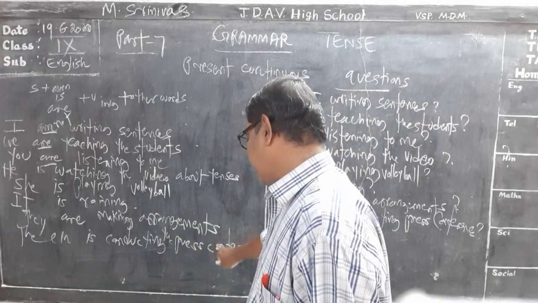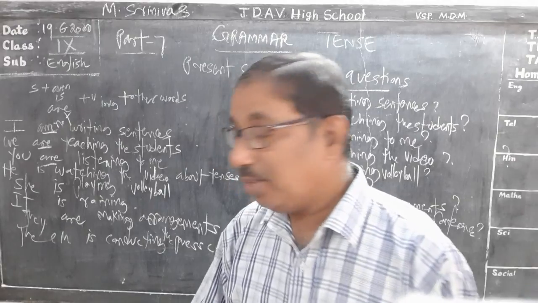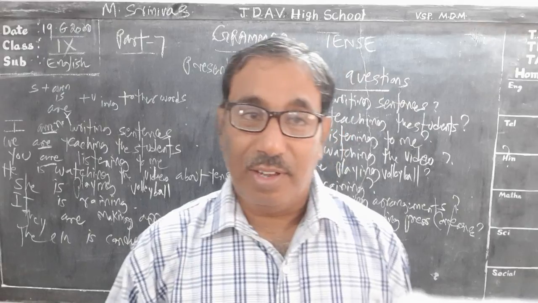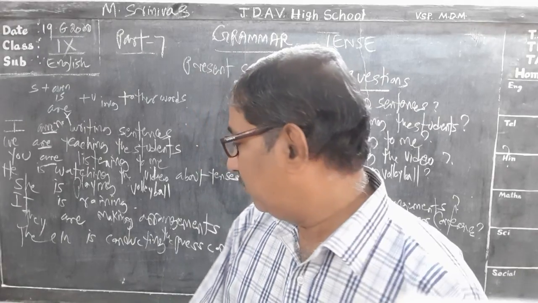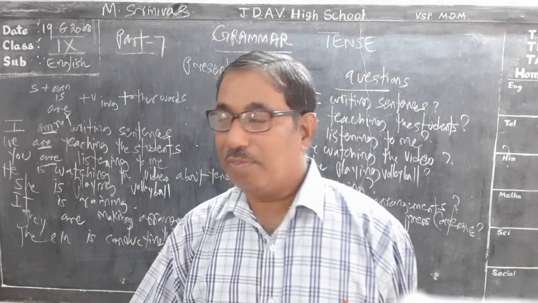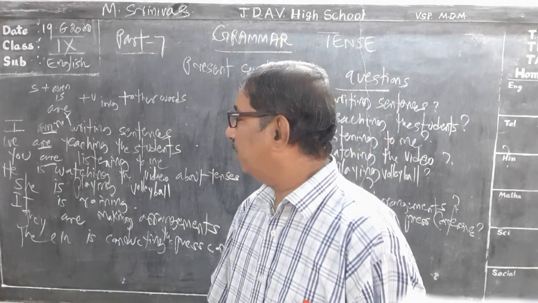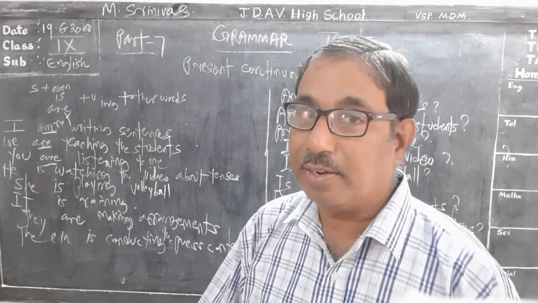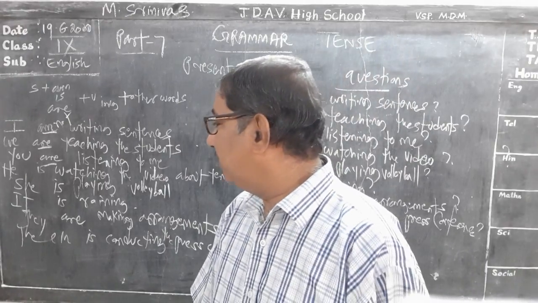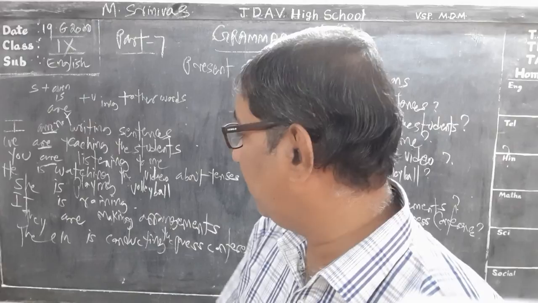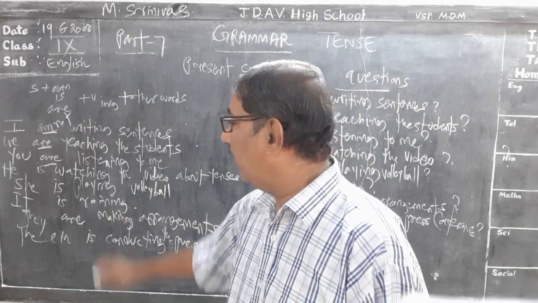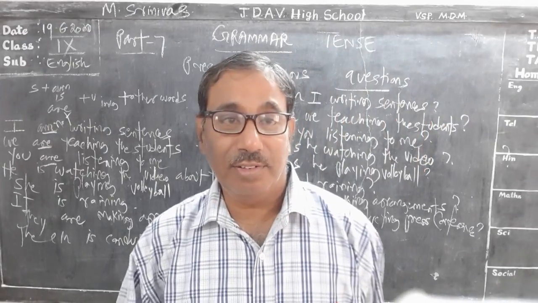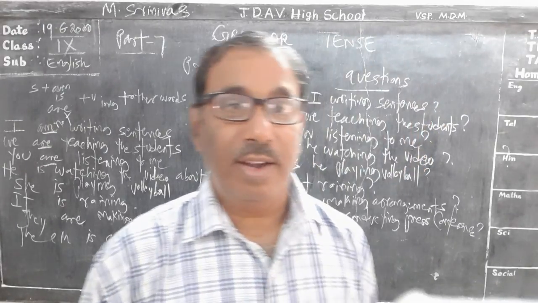The CM is conducting the conference. The CM is not conducting the conference. You can say the CM isn't conducting the press conference. So you can use contracted forms. Am not, are not, aren't, is not, isn't. These short forms also can be used in speech and in writing.